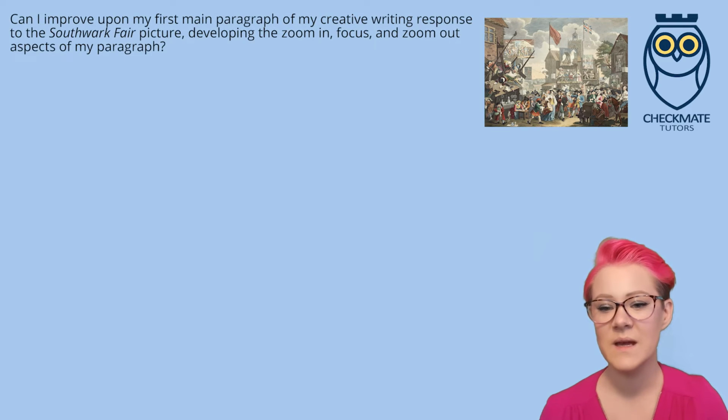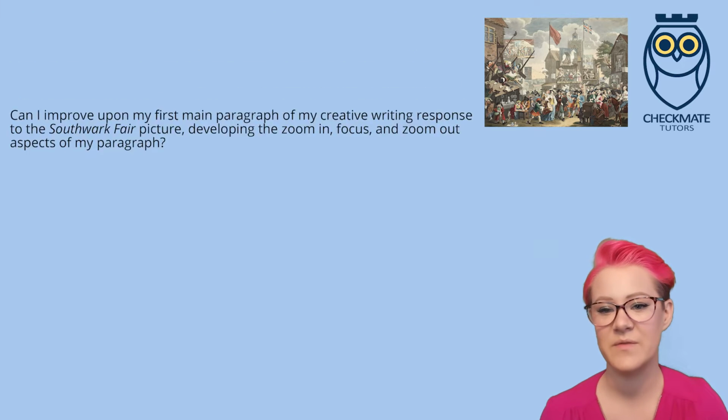So having completed our first paragraph, the big picture, or TBP, we are now going to focus on the first main paragraph of the response and look at how to complete the zoom, focus and zoom out steps required in this paragraph. With that in mind, today's learning question is: can I improve upon my first main paragraph of my creative writing response to the Southwark Fair picture, developing the zoom in, focus and zoom out aspects of my paragraph?